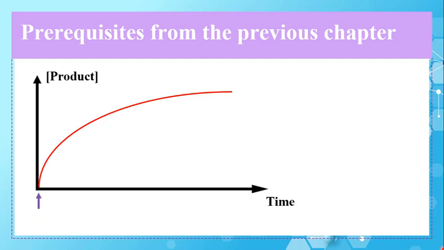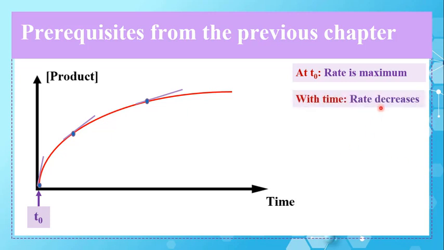For any reaction at t equals 0, the slope of the tangent to the curve has the highest value. And since the slope of the tangent to the curve is equal to the instantaneous rate, at t equals 0, the rate is maximum. With time, the slope of the tangent to the curve decreases progressively. So, with time, the rate decreases. After a long period of time, at t infinity, the tangent to the curve becomes horizontal, indicating a rate equal to 0, and this is the end of the reaction.